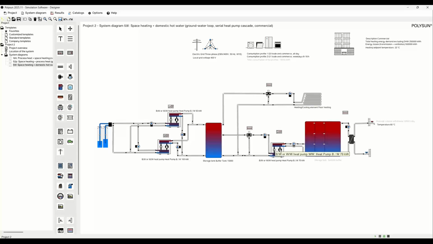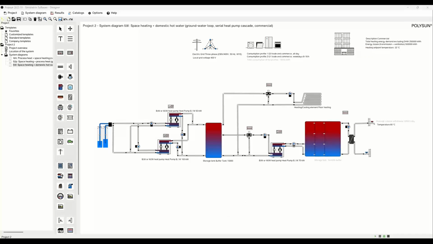And then we use this booster heat pump here to bring the temperature up to 60 degrees Celsius. Of course, you can also change the units to Fahrenheit or other unit systems. In this case, we have 150 kilowatts here for the lower temperature and only 70 kilowatts for the higher temperature. This is common in systems where you don't need so much hot water and you need a lot of floor heating, like in this commercial building.